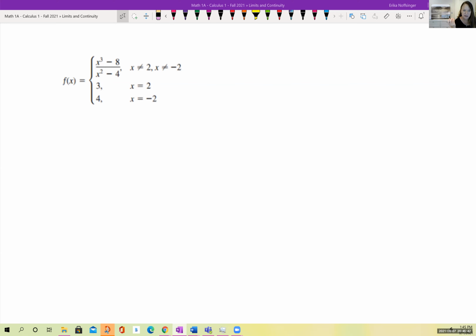So in order for it to be continuous, the left and right-hand side limits have to be the same. The limit has to exist, and that value has to be the same. So in order for it to be continuous at x equals 2, we want to show the limit as x approaches 2 of f of x. We're curious, is this equal to f of 2?